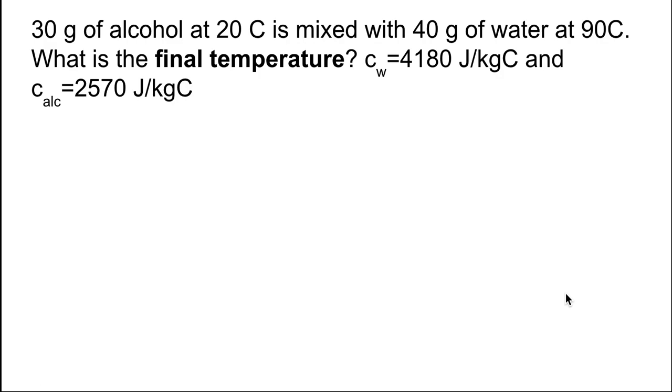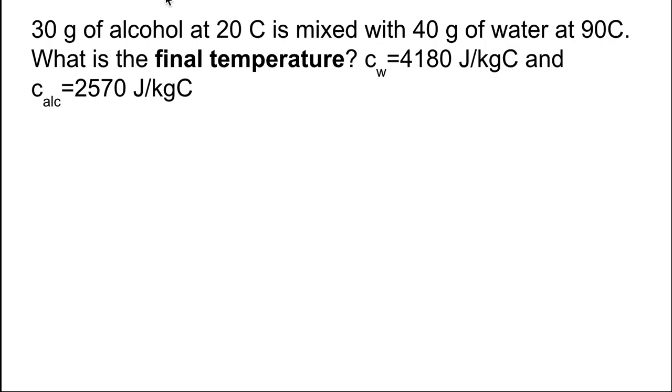We have two substances mixed at different temperatures, and we need to calculate the final temperature for both of them. The first thing we need to remember is that the final temperature is going to be the same for both of them because they are going to reach what we call thermal equilibrium, which means the same temperature for both of them. There is not going to be any more energy transfer.